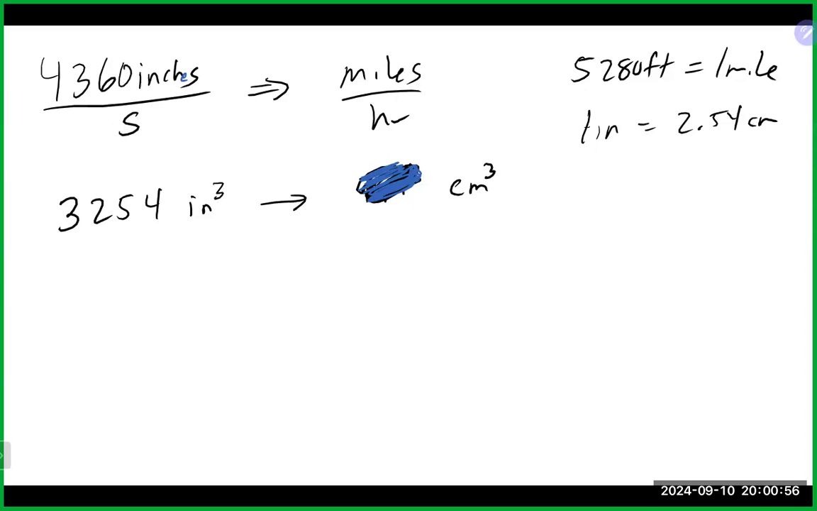Okay, so let's take a look, see how you're doing. So we'll start with the first one. We got a couple of units here going on, inches per second. We really have two conversions. We want to go inches to miles, seconds to hours. We want to set it up the dimensional analysis way.